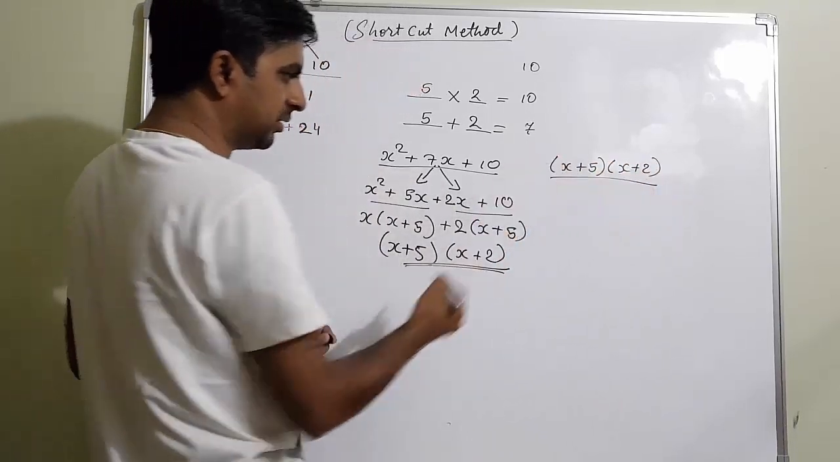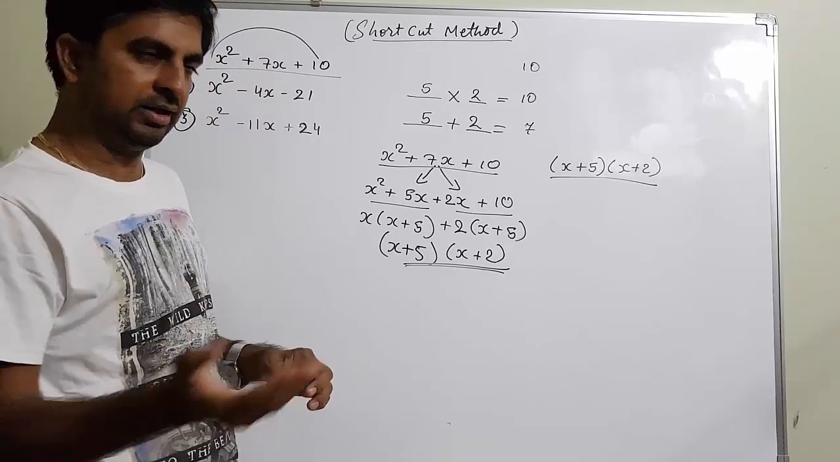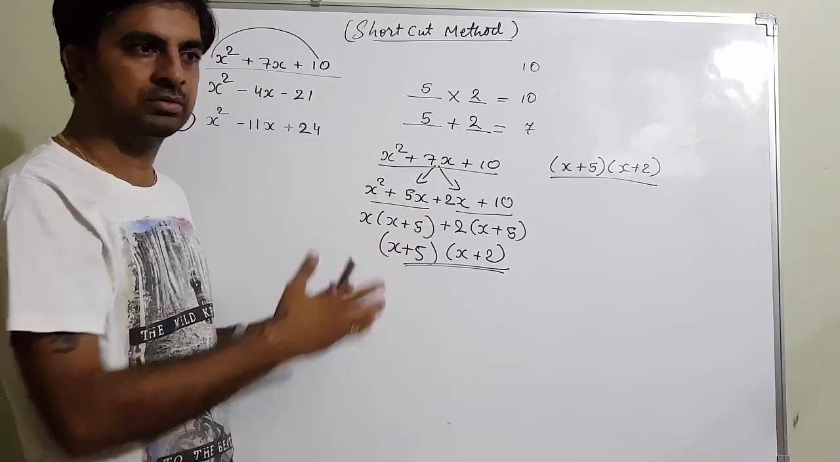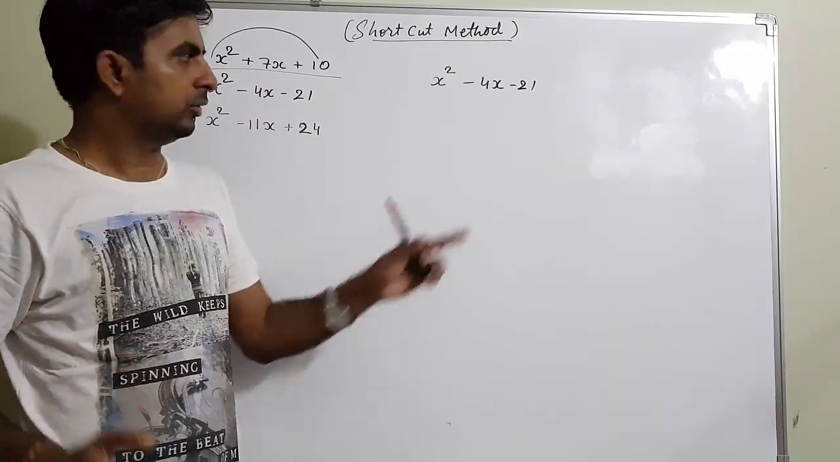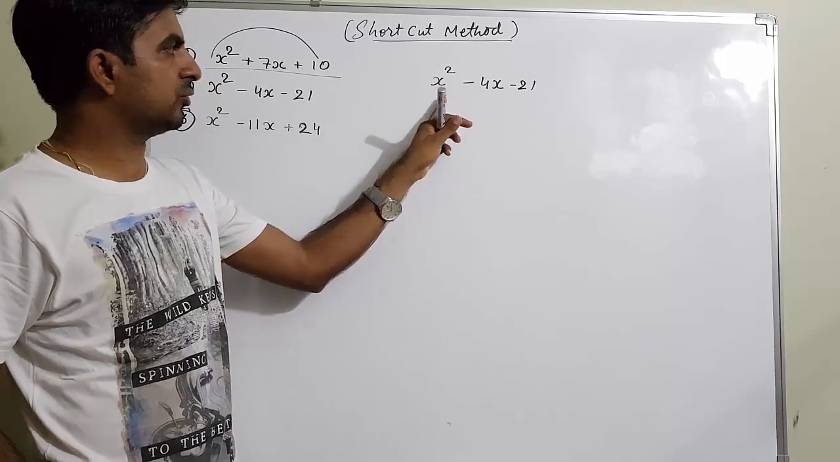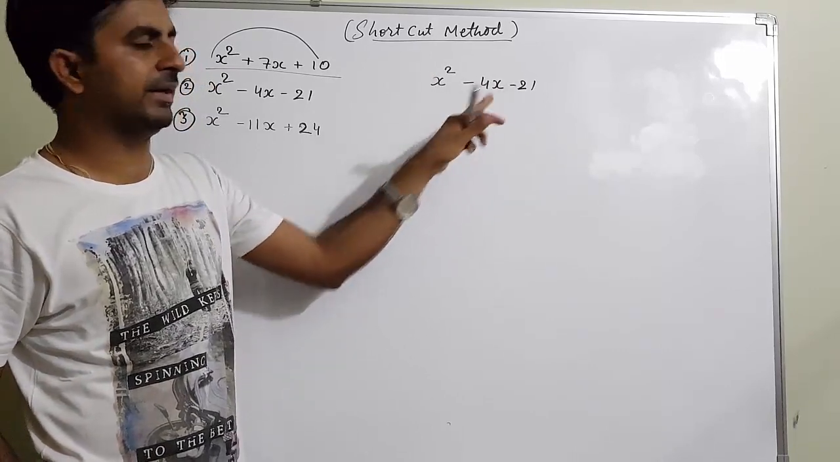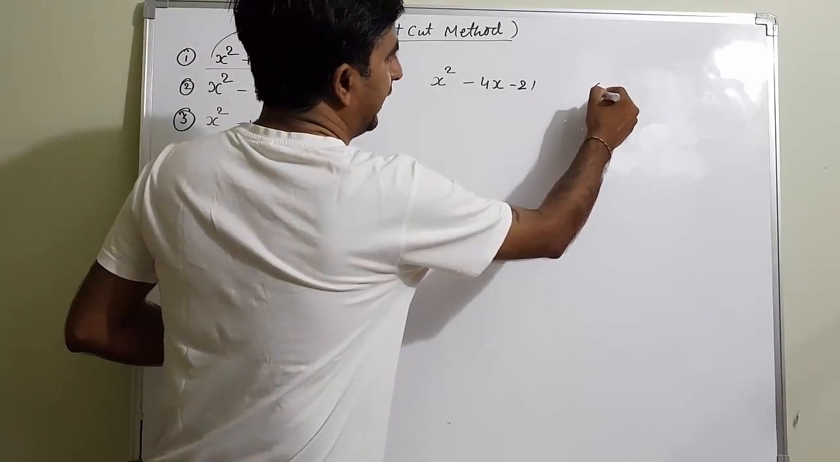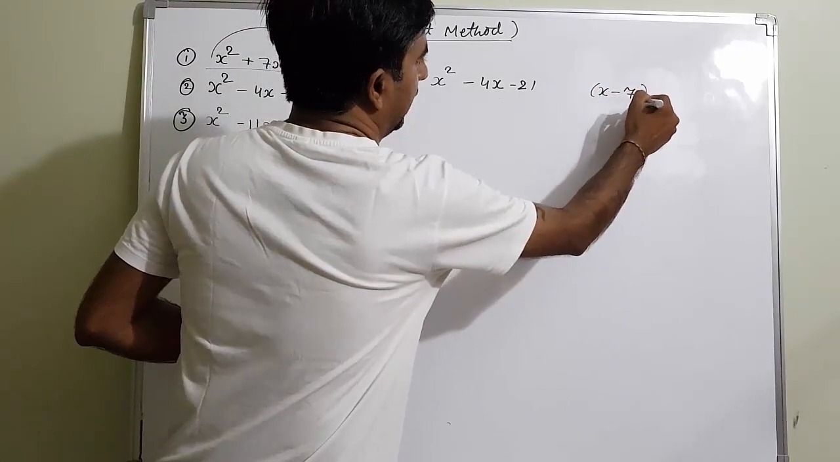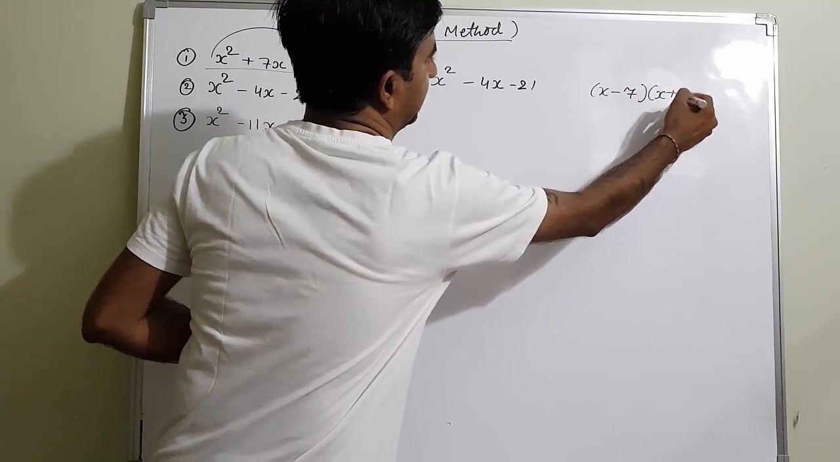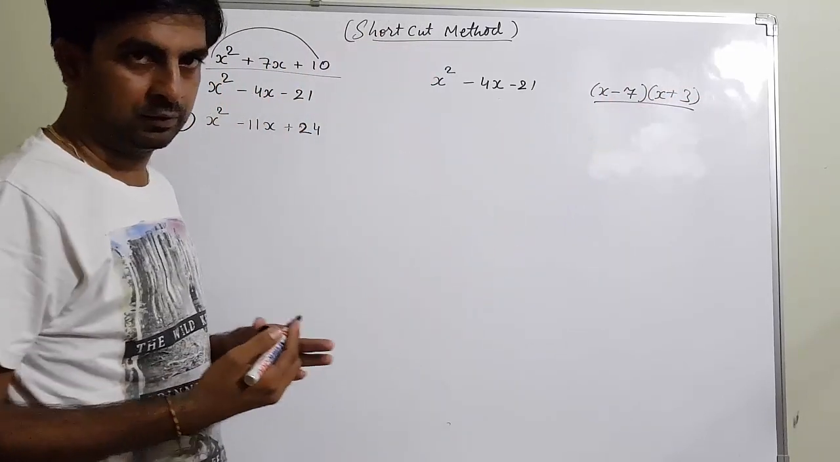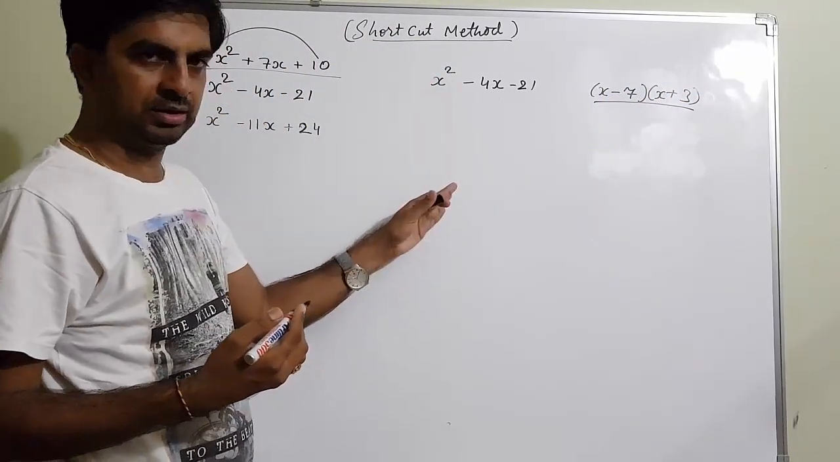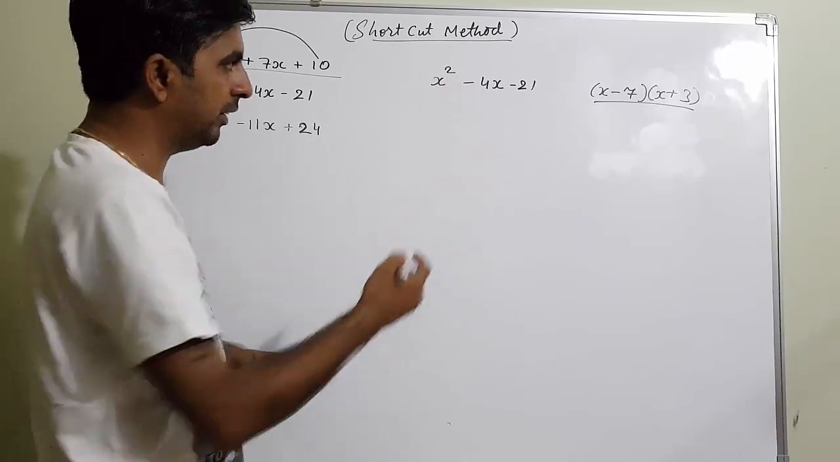So for that, next sum, directly I am going to do that, and then I will solve and show you the answer. So look here, this is our next equation, x square minus 4x minus 21. So directly I can tell you the answer will be x minus 7 and x plus 3. How? So let me solve this sum, and then directly I will tell you how we had done.